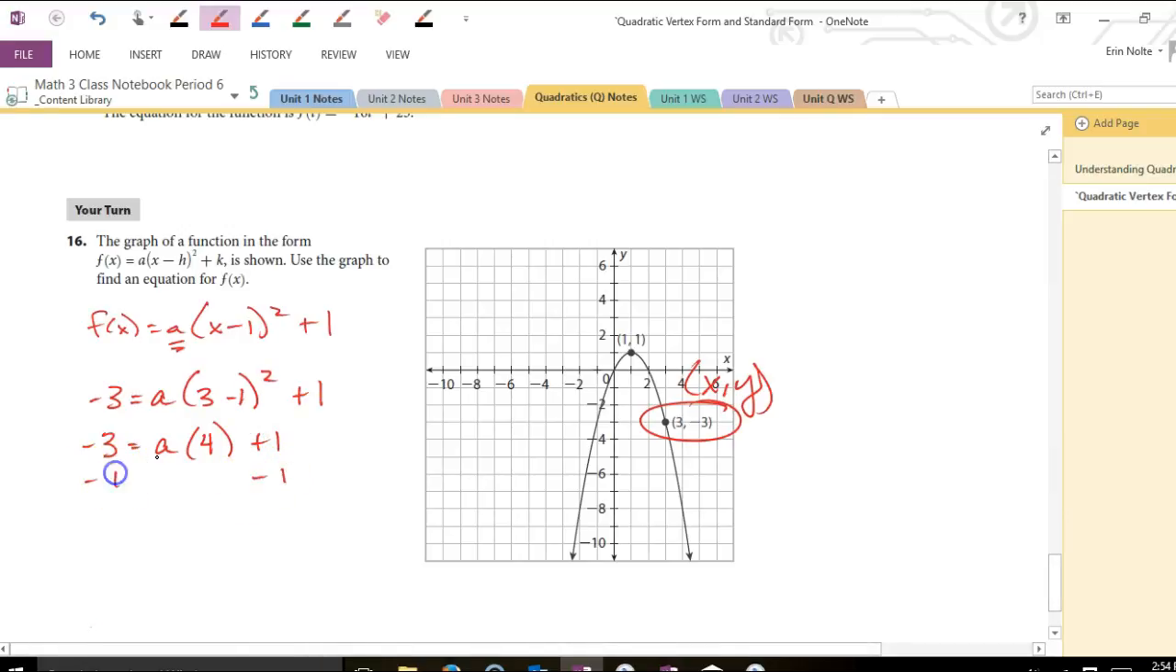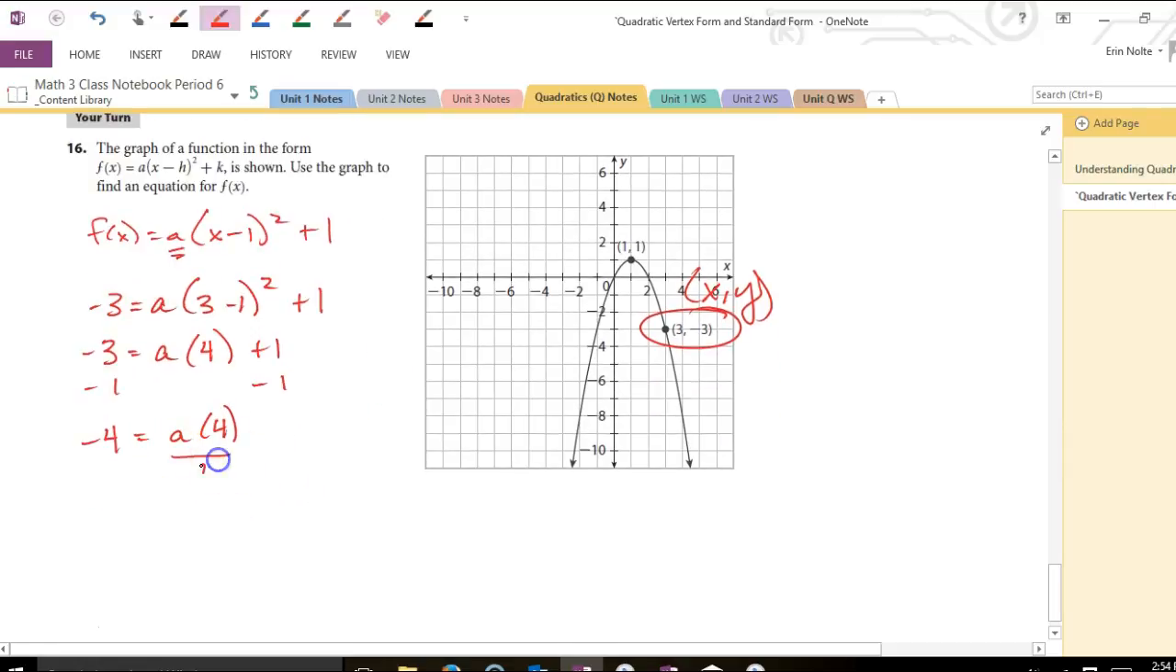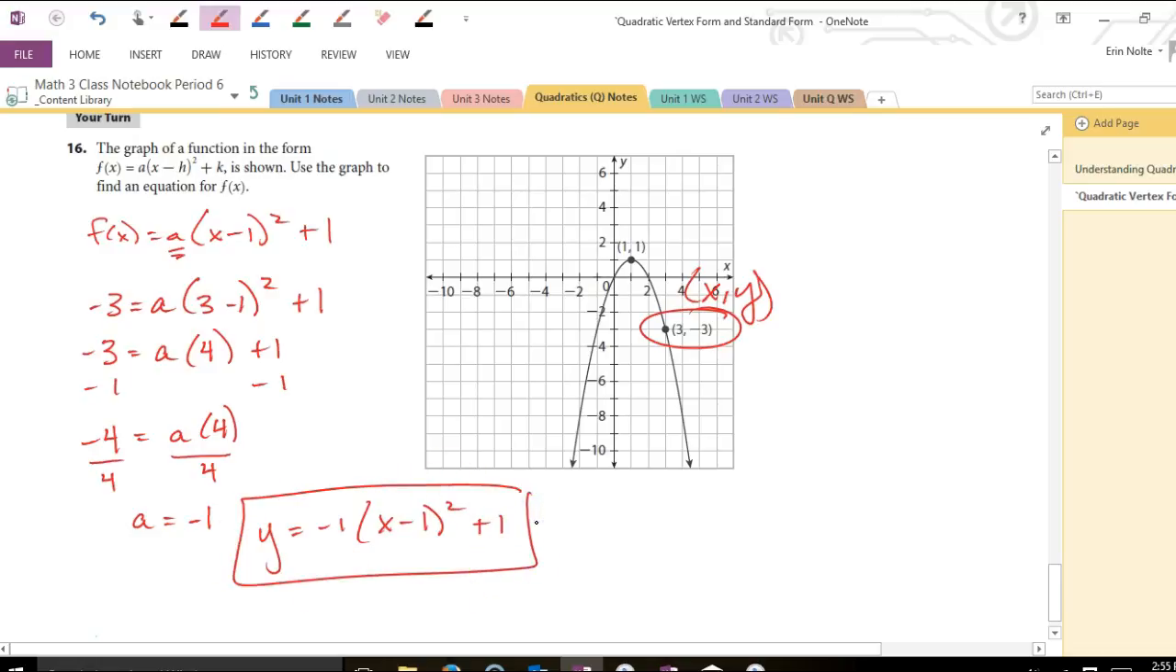Then what do I have to do algebraically? Minus 1. Got to send it to the other side. So this gives me -4 is equal to a times 4. Last step? Divide by 4. So what's my a value? -1. So therefore my equation is -1 times x minus 1 squared plus 1, or f of x if you so chose. Awesome? Okay. That ought to do it.